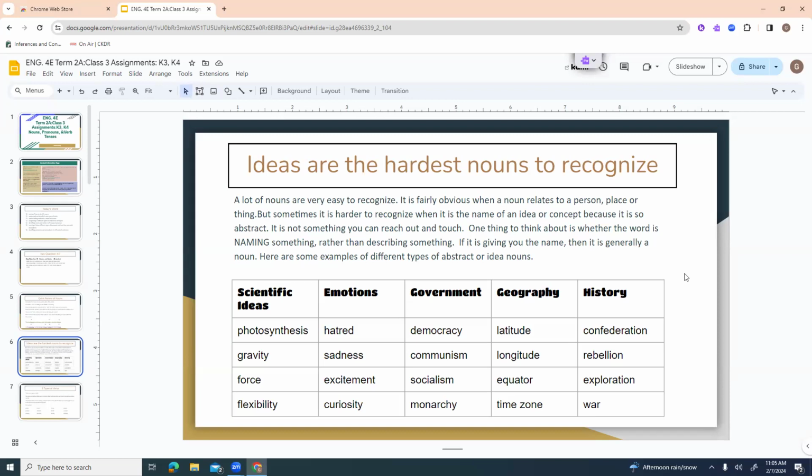Some geography terms, latitude, longitude, equator, time zone. Things in history, Confederation, rebellion, exploration, war. So those are often a little bit trickier to notice. As you go along, you'll find it's easier to recognize that those are nouns as well.